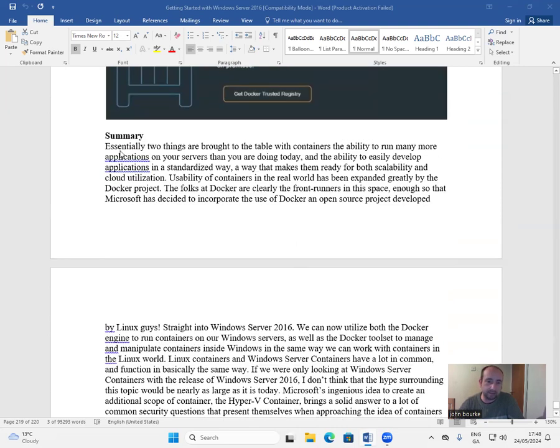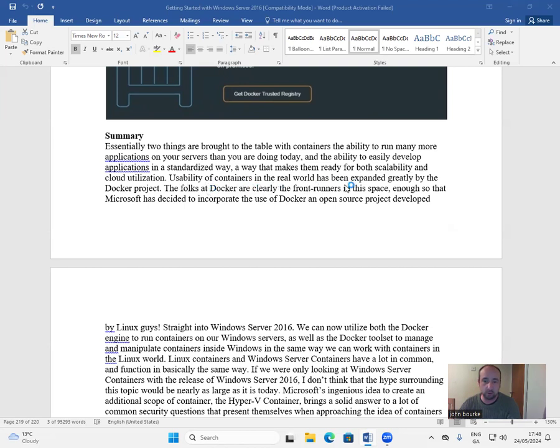Summary. Essentially, two things are brought to the table with containers: the ability to run many more applications on your servers than you are doing today, and the ability to easily develop applications in a standardized way, a way that makes them ready for both scalability and cloud utilization.